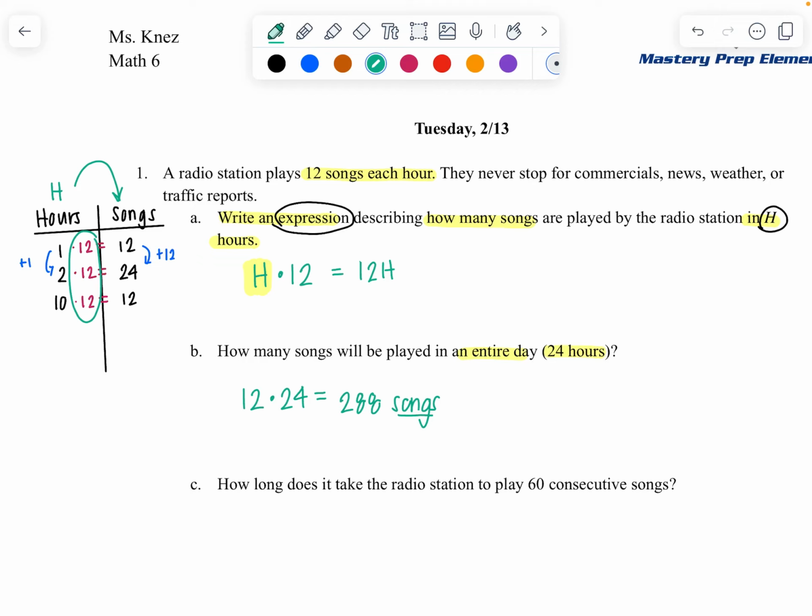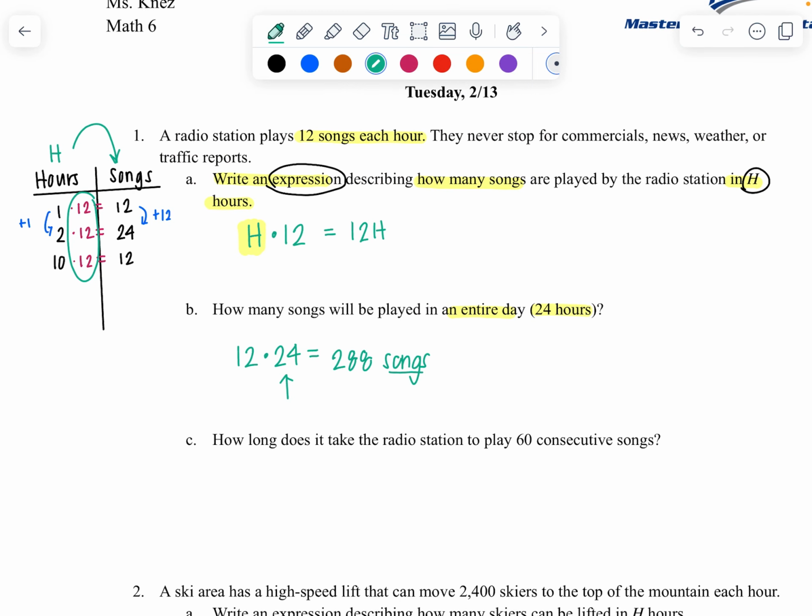Of course, we know that we can look at the table to see that pattern and skip count all the way down to 24 hours, but multiplying by 12 is a much quicker way.